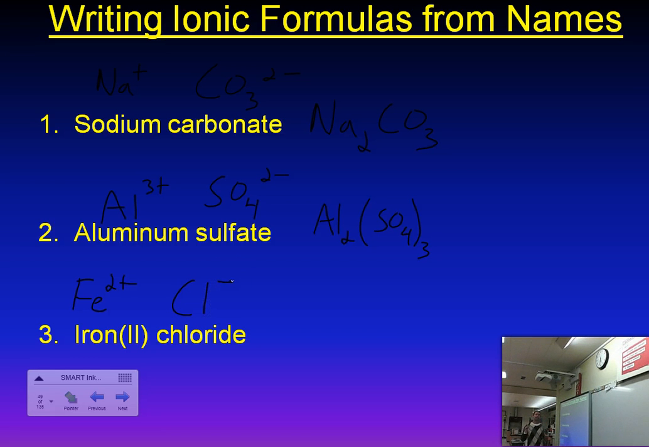And then once I have the ions right before my eyes, I can clearly and easily, hopefully, make the formula using the charge balancing method. 2+ and 1- doesn't balance, so I'm going to need 2 of the chlorine. So it's going to be FeCl2.